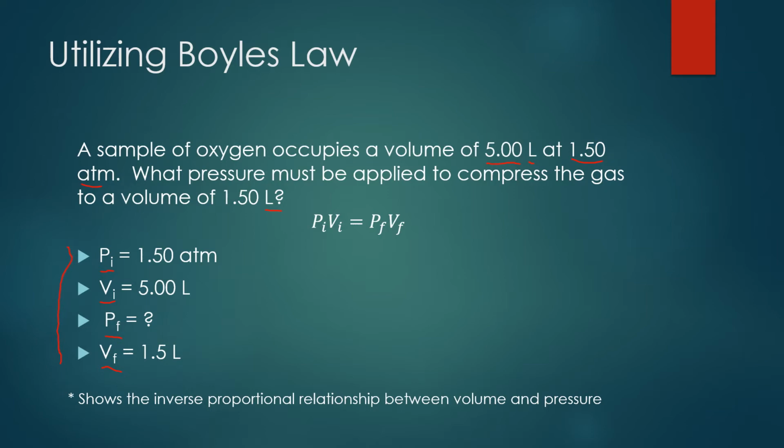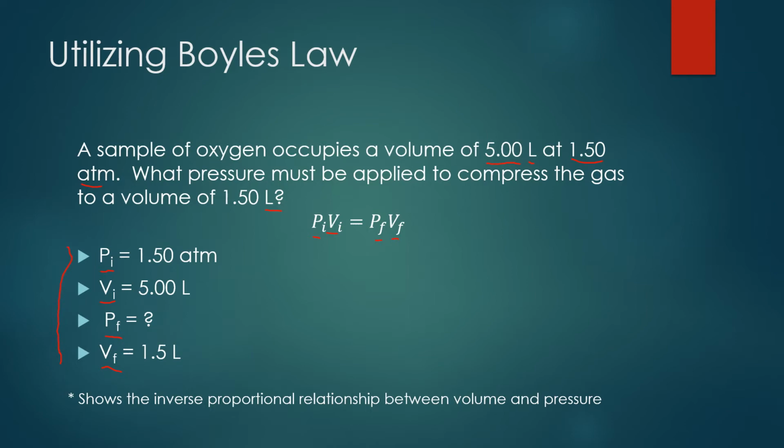Looking at these variables, I check my equations and see what equation will work. In this case, Boyle's law is going to work because it has all the variables I need. It's got a P I, a V I, a P F, and a V F. So with all these equations, you're going to be given all but one variable, and you're going to have to rearrange the equation to solve for the variable that they're asking you to solve for.